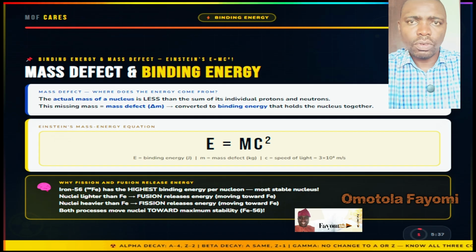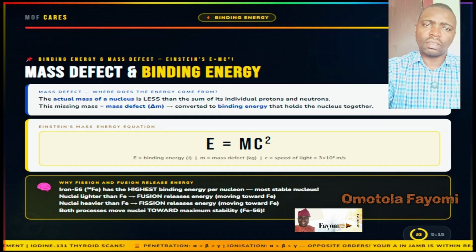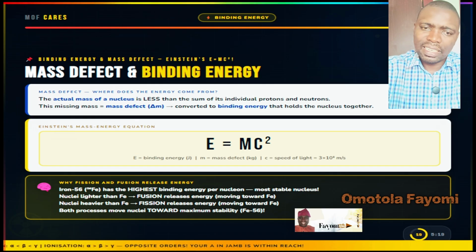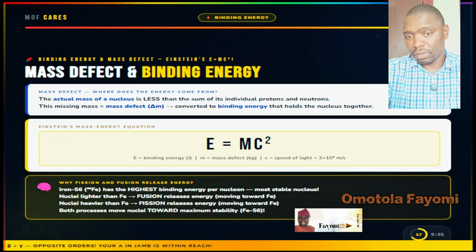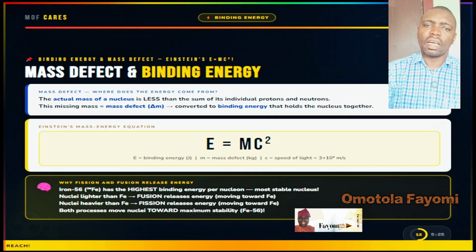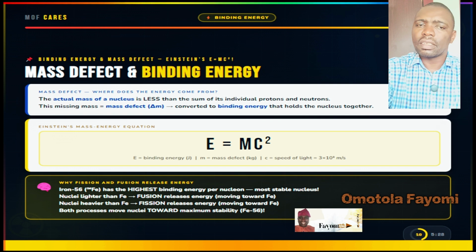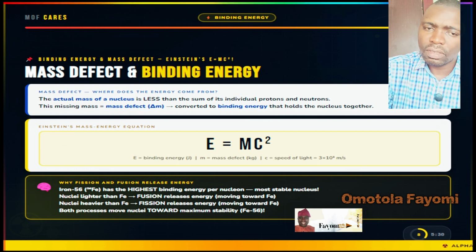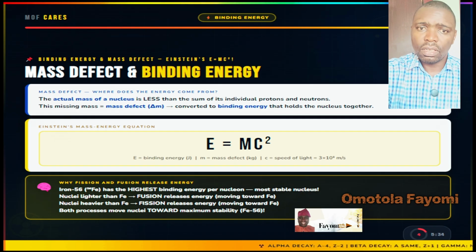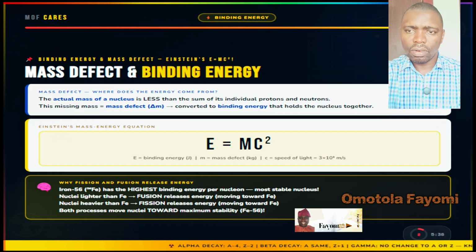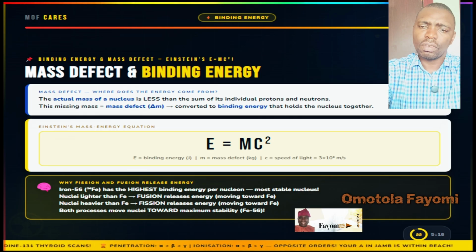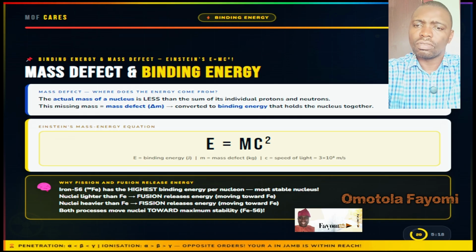While both fusion and fission release energy, nuclei heavier than iron, like uranium, can gain stability by splitting, that is fission, into smaller nuclei closer to iron. Nuclei lighter than iron, like hydrogen, can gain stability by joining, that is fusion, into larger nuclei closer to iron. In both cases, the products are more stable and the energy difference is released.